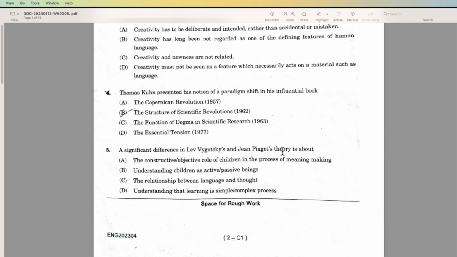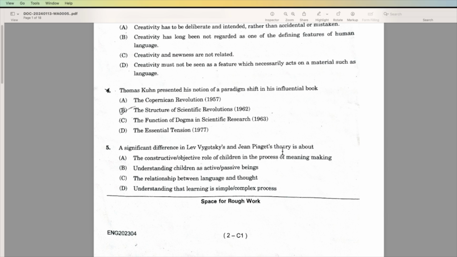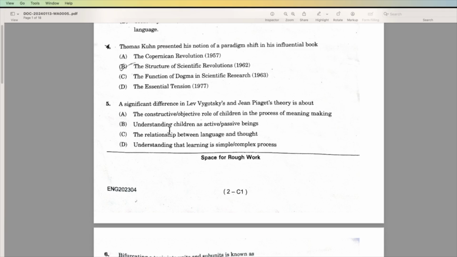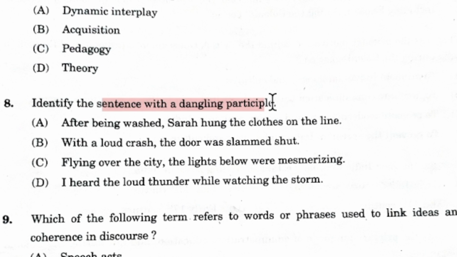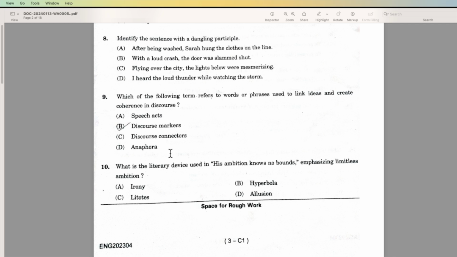The next five questions are also related to language, linguistics and prosody. So they have asked 10 questions from the language subject. All right, so they have asked about the dangling participle. If you have knowledge about the dangling participle, only then can you answer this particular question. Then we have the 10th question, which is on a literary device. So the first 10 questions came from the language subject, and they are difficult.